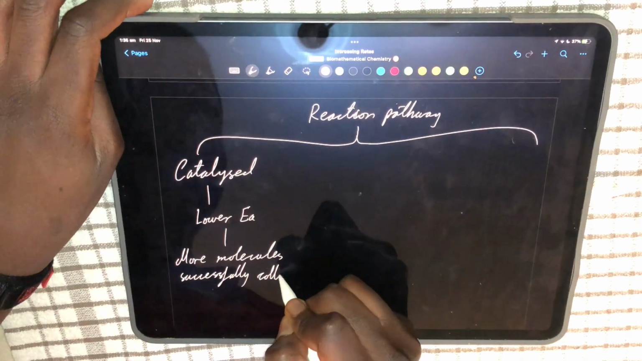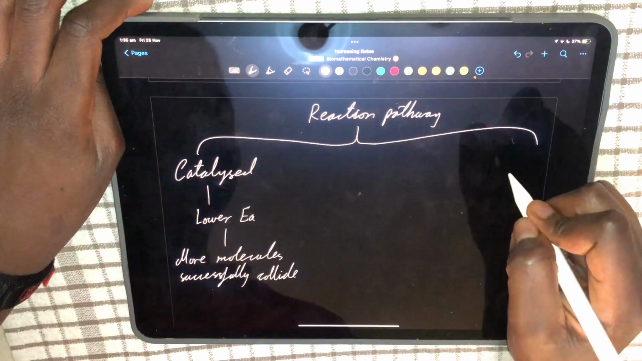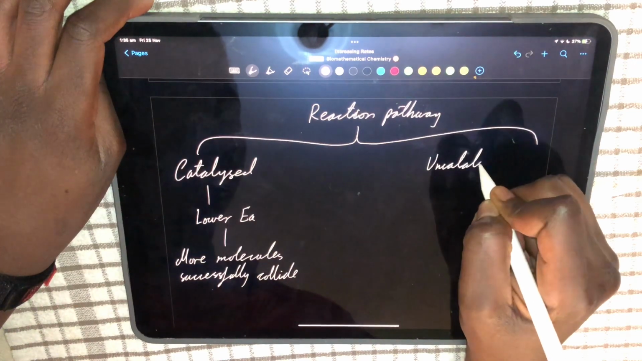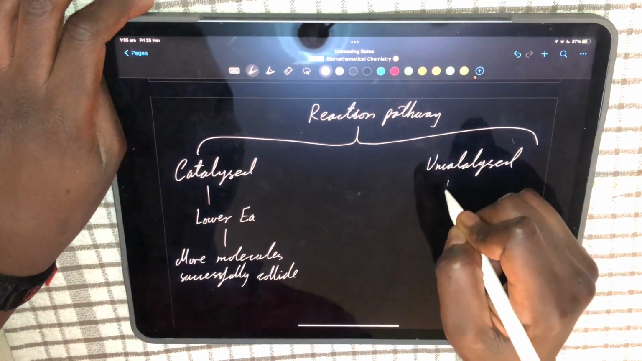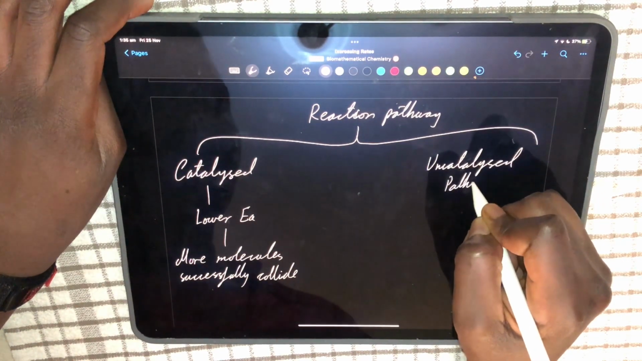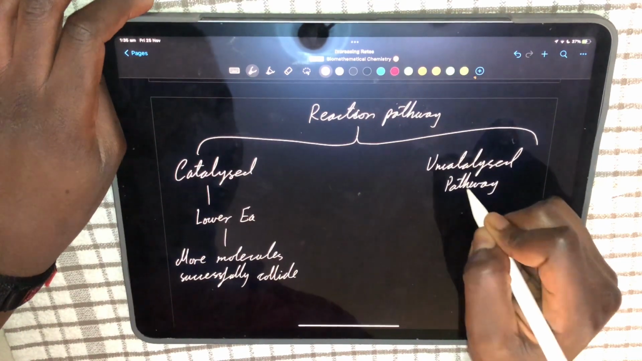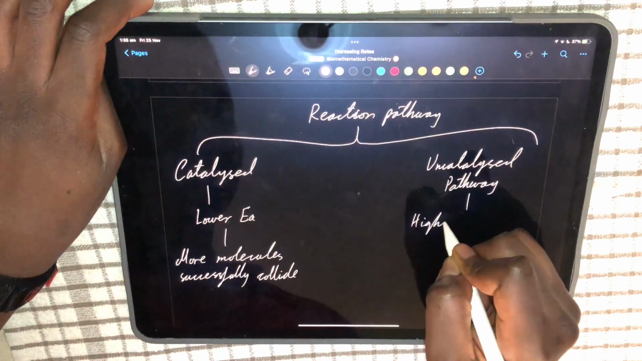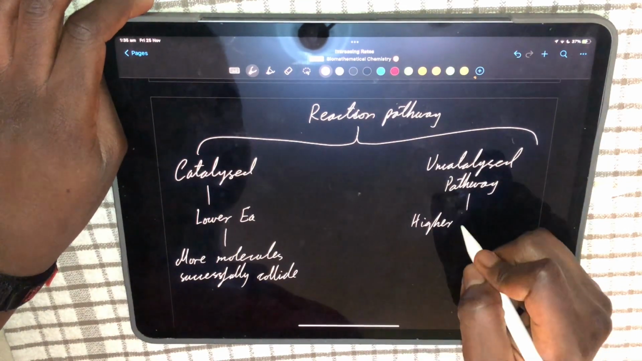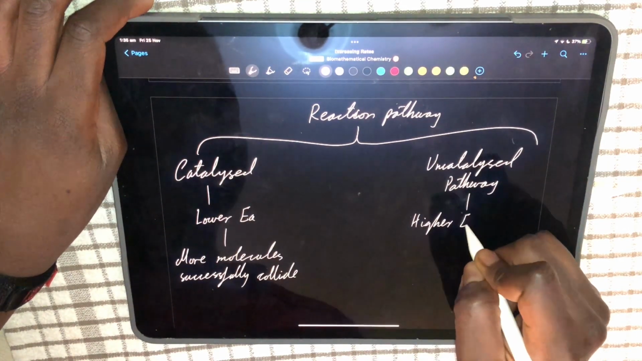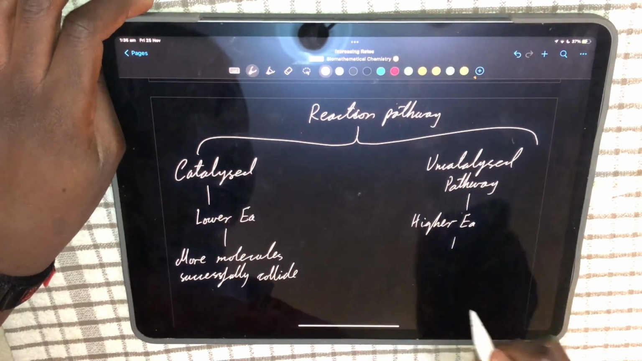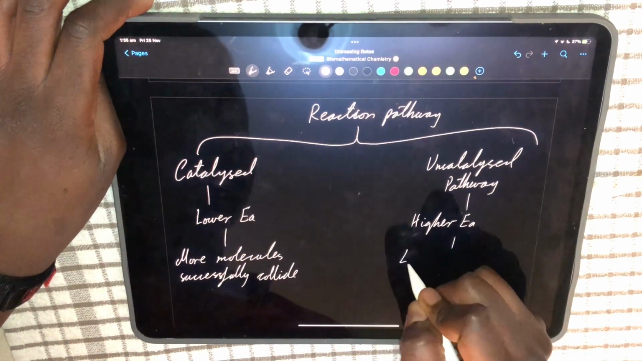But with the uncatalyzed pathway, it's vice versa, really. There'll be a higher activation energy compared to the catalyzed pathway, and then there'll be fewer molecules that will successfully collide.